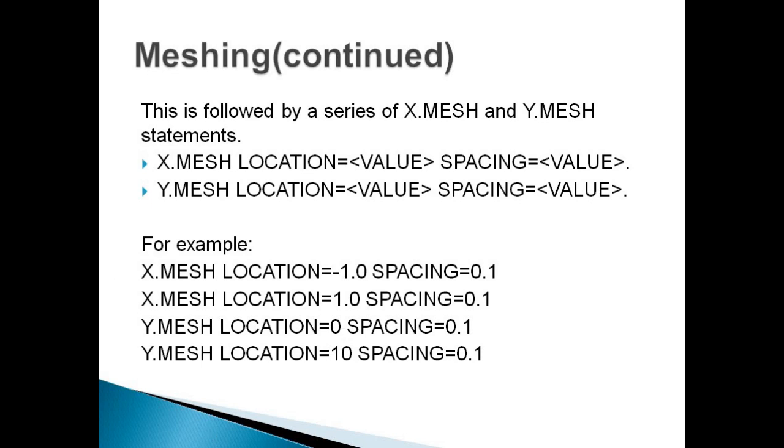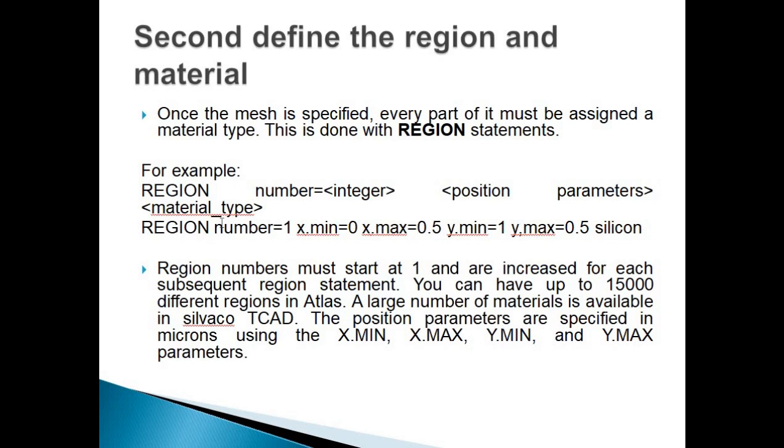Next slide. Once the mesh is specified, every part of it must be assigned a material type. This is done with the region statement. For example, region number, integer, material type, and the position parameter. In this example, region number is 1. The position parameter is specified by the x.min, x.max, y.min, and y.max. And the material type is silicon in this example.